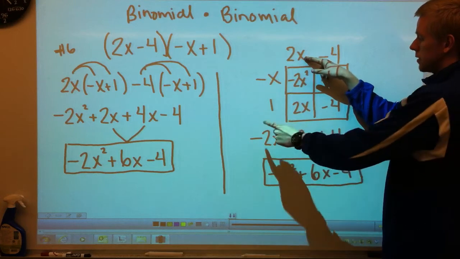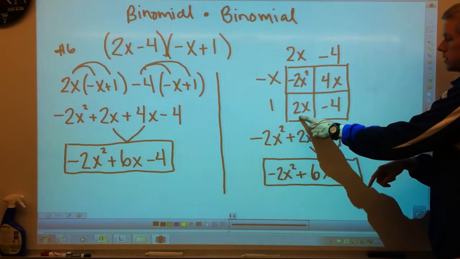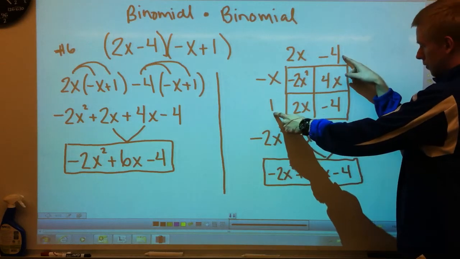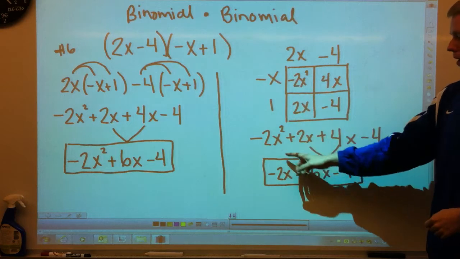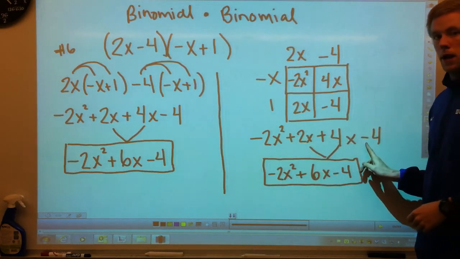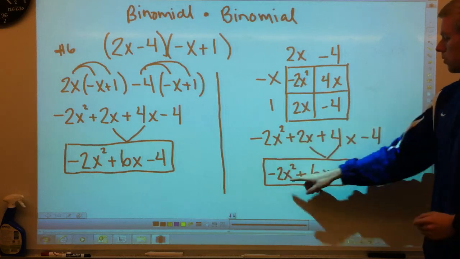I take my 2x, my positive 1, 1 times anything becomes itself, so it stays 2x. And then 1 times negative 4 again stays itself, which is negative 4. Then I take everything out and write it out so I can see if I need to combine anything. I have negative 2x squared, that doesn't match with anything, so I can write it down.